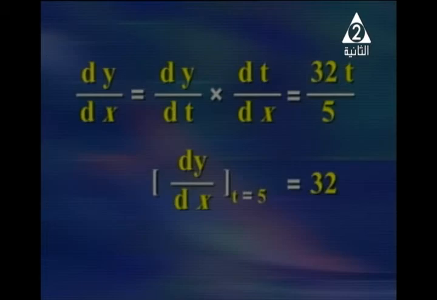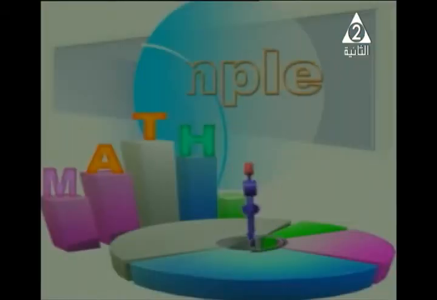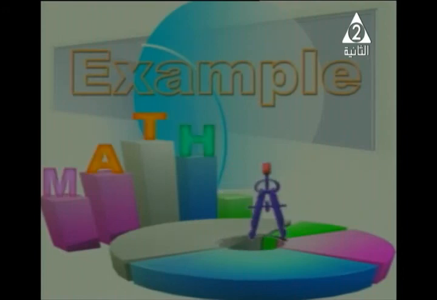What is the answer of dy over dt? 32t. What is the answer of dx over dt? Equals 5. Then by substitution about t equal 5, the answer equals 32. Now we are moving the student to an important example.